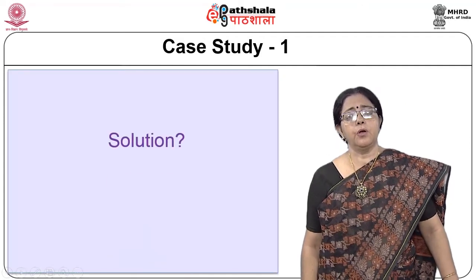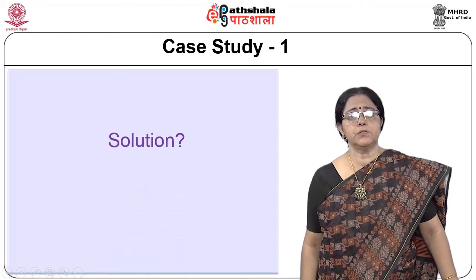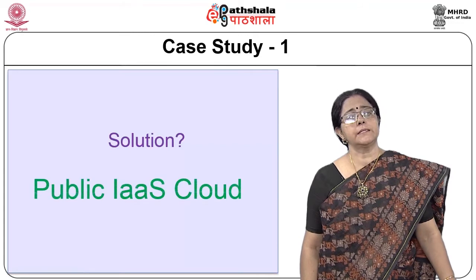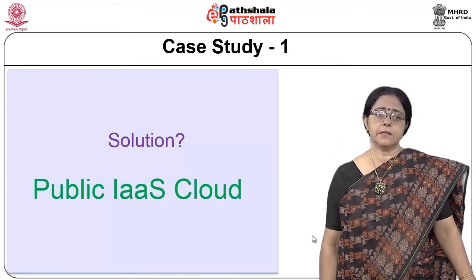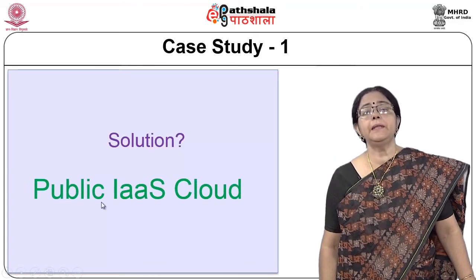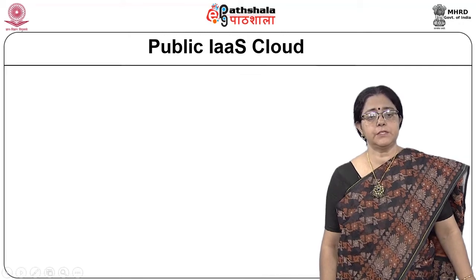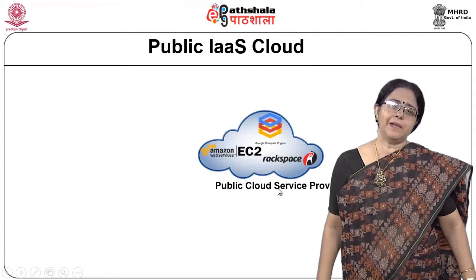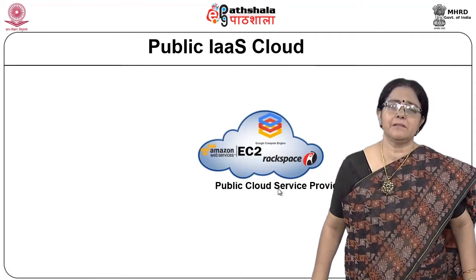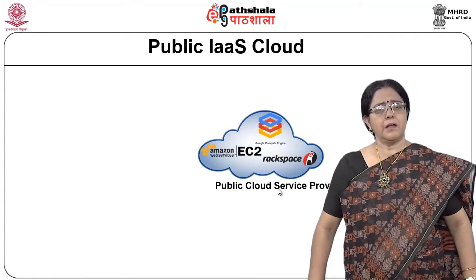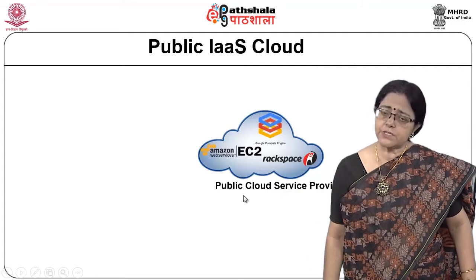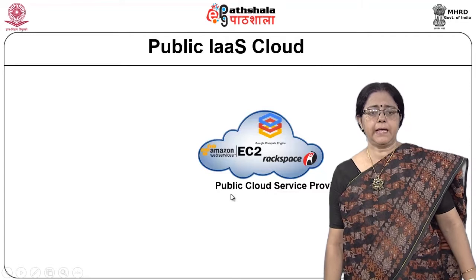So what is a possibility as a solution is what is called a public IaaS cloud. So in this public IaaS cloud, what happens? Let us look at that. So this is a cloud. It can be an Amazon cloud, or a Salesforce cloud, or a Rackspace cloud, or any cloud which suits their pricing mechanism.